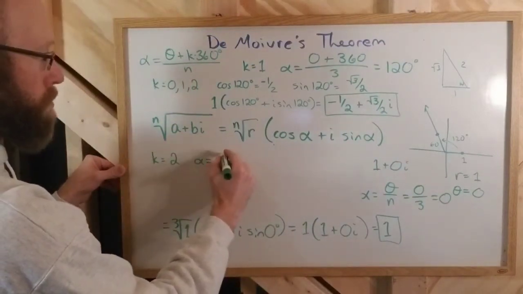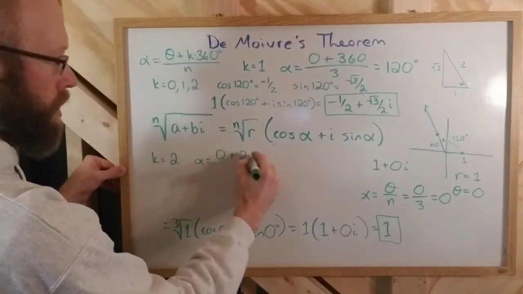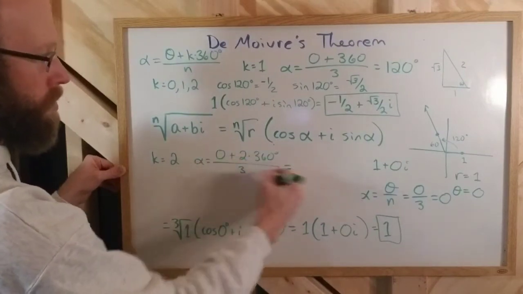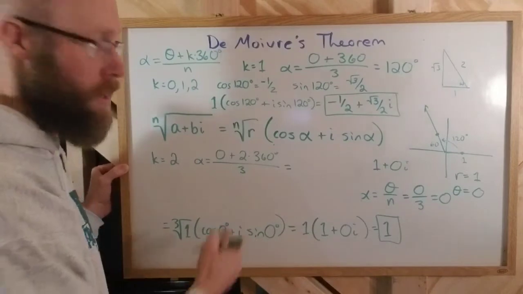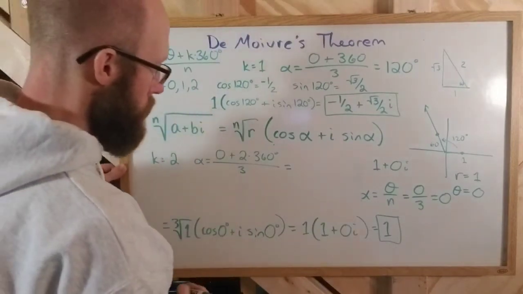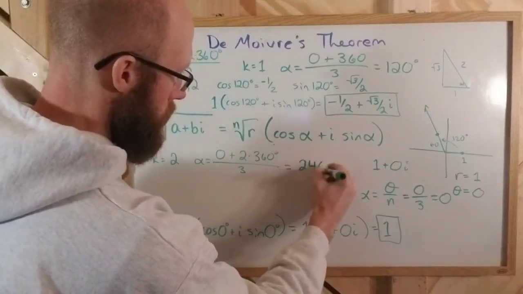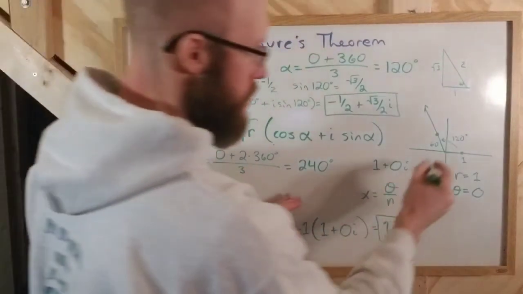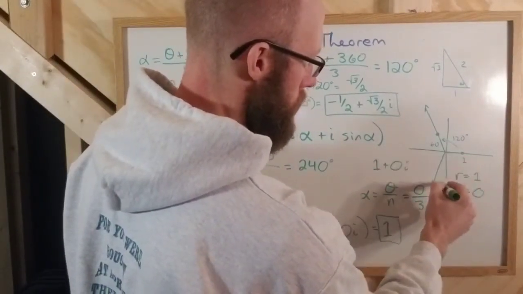So alpha would be 0 plus 2 times 360 all over 3. Well, 2 times 360 is 720. 720 divided by 3 is 240. So that's a 240 degree angle. And that makes sense because that's another 120 degrees down here, right?